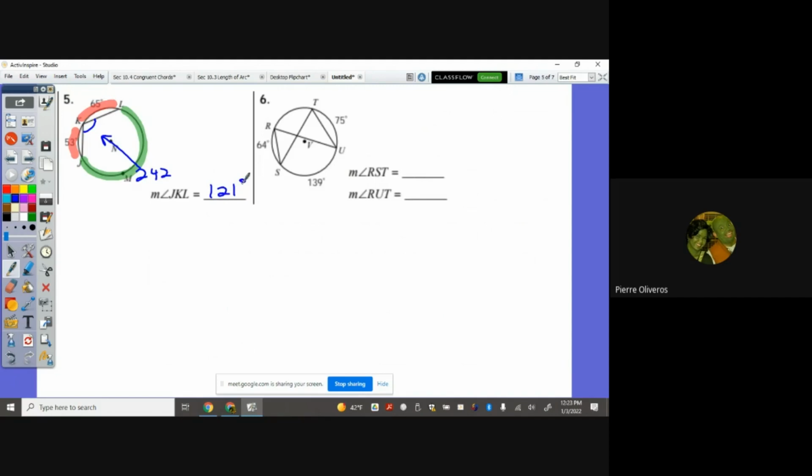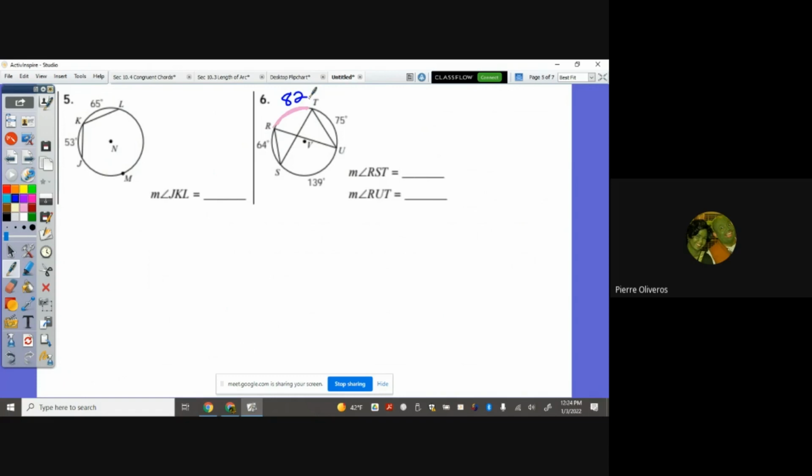For number 6, we have overlapping arcs, wherein I can see that this angle here, this orange here, and this purple have the same arc, which is 139, right? So therefore, half of 139 divided by 2 is 69.5, but let's look at it closely. I have 64, 139, 65. I can find this intercepted arc by getting the sum of 64, 75, and 139. That will give me 278. Subtracted from 360, that will give me 82 right here.